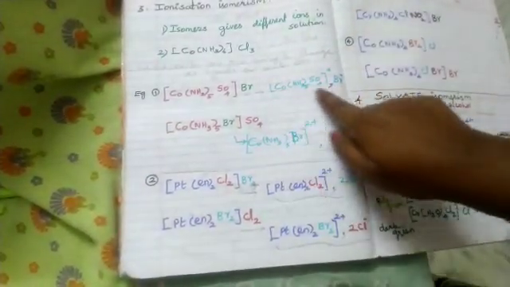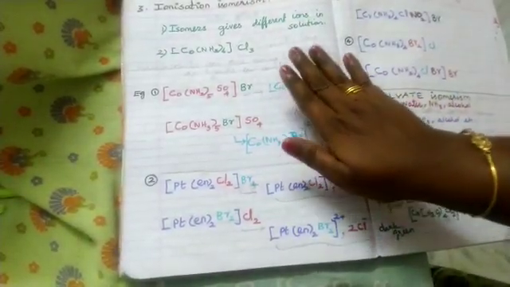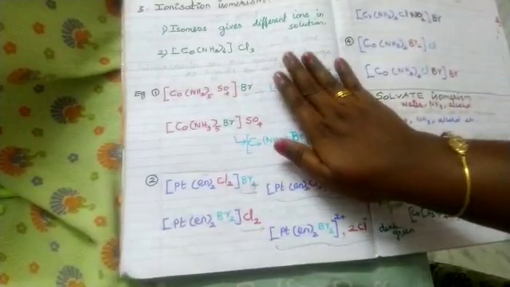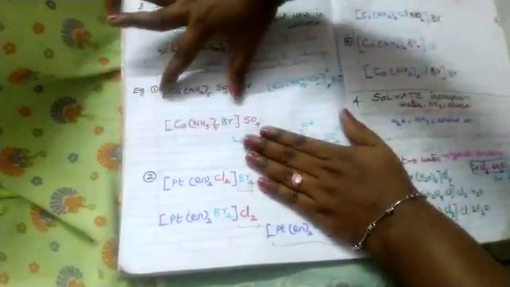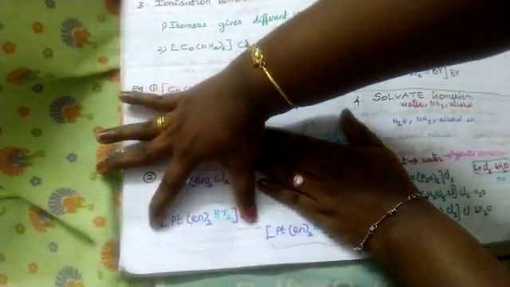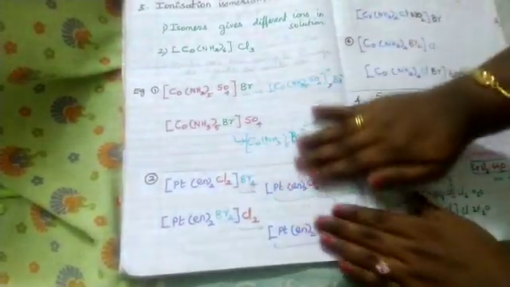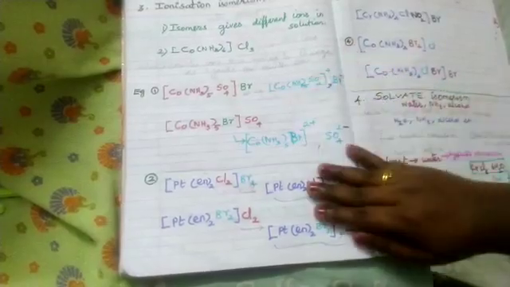This is the dissociation of the ions. I write it here for your understanding, so do not write this blue color, only write this. This is the complex and this is the isomer of this complex. This is for your identification and understanding only.